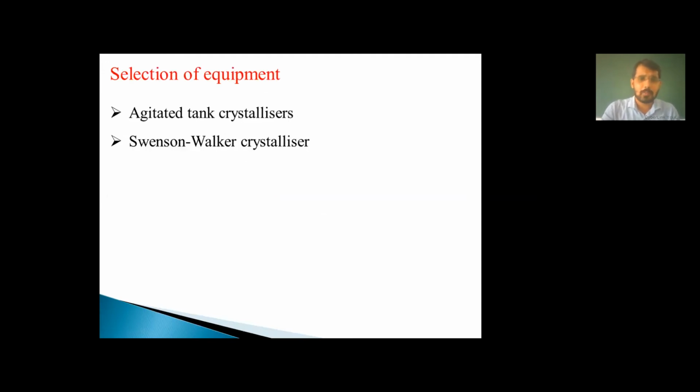After that, selection of equipments. The first one is a batch type equipment, the agitated tank crystallizer, and the second one is the Swenson-Walker crystallizer. You have to write only the names of these crystallizers. There is no need to explain them. The agitated tank crystallizer is the batch type crystallizer, and the Swenson-Walker crystallizer is the continuous type crystallizer.